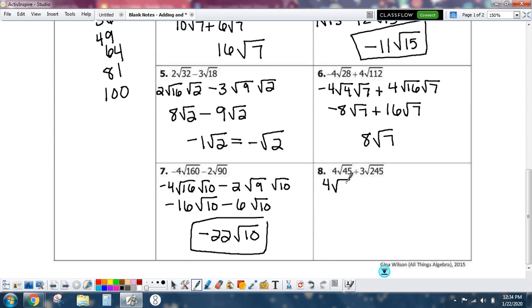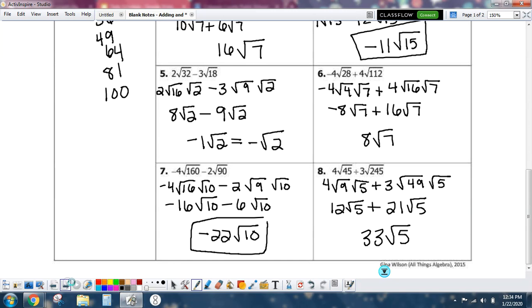For 8, you should have gotten the square root of 9 and the square root of 5, and plus 3 times the square root of 49 and 5. Simplify, you get 3 there. 4 times 3 is 12. Simplify here, you get 7. 7 times 3 is 21. Then add 12 and 21, and you get 33 square roots of 5.